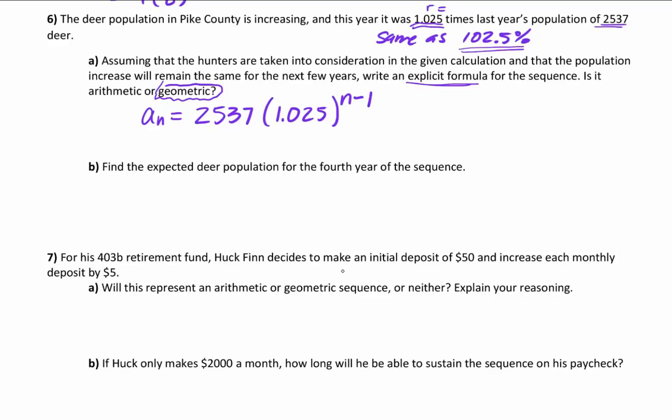So it looks like in part B, we need to actually use this to find the expected deer population for the 4th year of the sequence. So this is actually telling us to find A4. It's not saying after 4 increases or anything along those lines. So A4 is equal to 2,537. I multiply that by 1.025, and I have 4 minus 1, which makes a power of 3. This again is just something we type into our calculator.